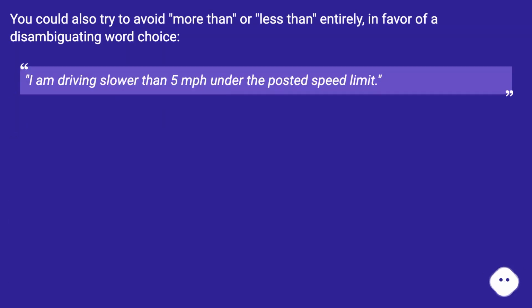You could also try to avoid more than or less than entirely in favor of a disambiguating word choice. I am driving slower than 5 miles per hour under the posted speed limit.